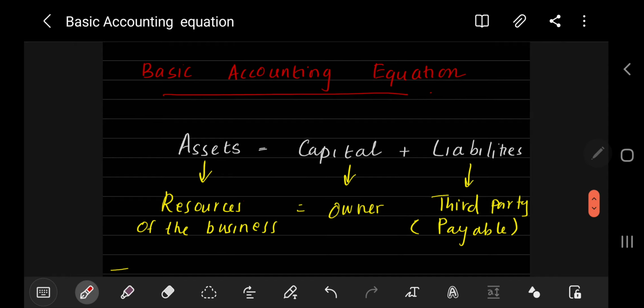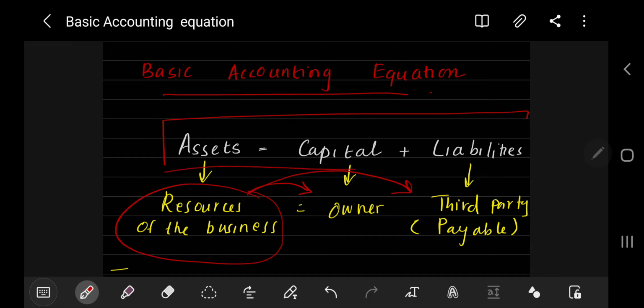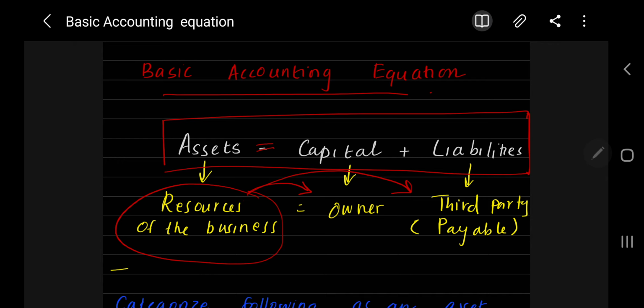So now I'm creating the basic accounting equation. As you know, the resources of the business can be given to the business either by the owner or by a third party. So therefore, my basic accounting equation would sum up as assets are equal to capital plus liabilities of the business.